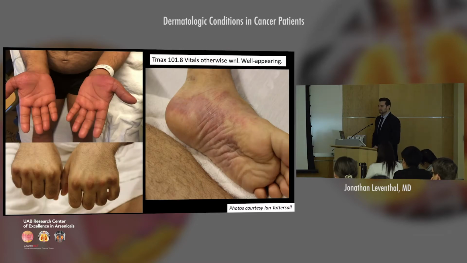So when we first saw him, he was febrile to T102, otherwise well-appearing, and as you can see on his hands and feet, he had localized erythematous patches, as well as edema on the hands and tenderness. He reported that he had kind of neuropathic dysesthesia symptoms. And as you can see on the dorsal hands, he also had erythema overlying his MCP joints. So he was treated empirically for presumed typical hand-foot syndrome with topical steroids, but then we were called back a few days later.